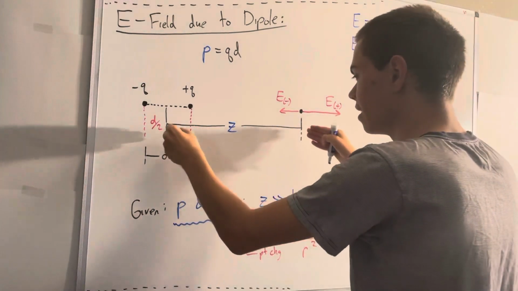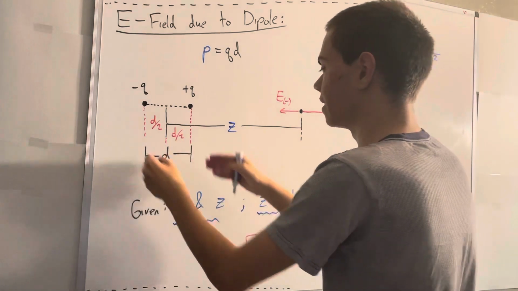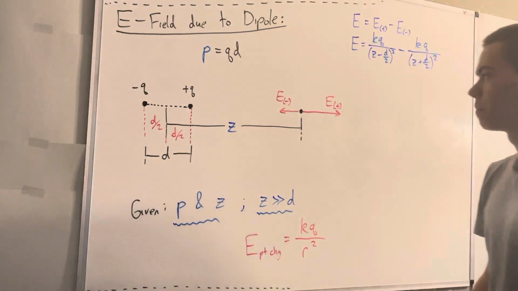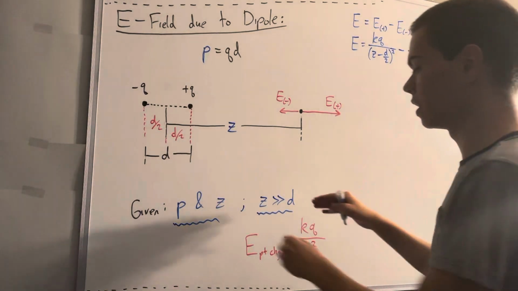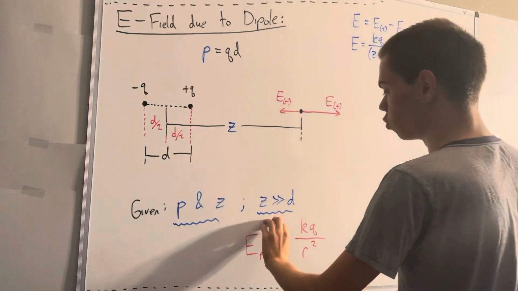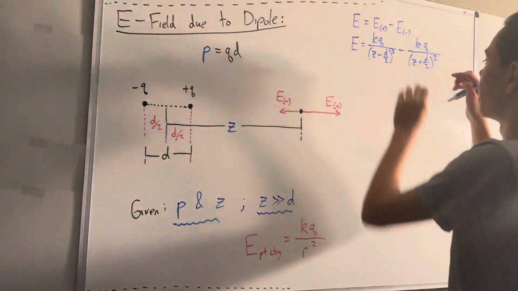This length Z is way greater than this length D, right? The distance to the dipole is way greater than the length of the dipole itself. And so we have to make sure we apply these two conditions, making sure it's in terms of P and Z is way greater than D. So how do we do that?